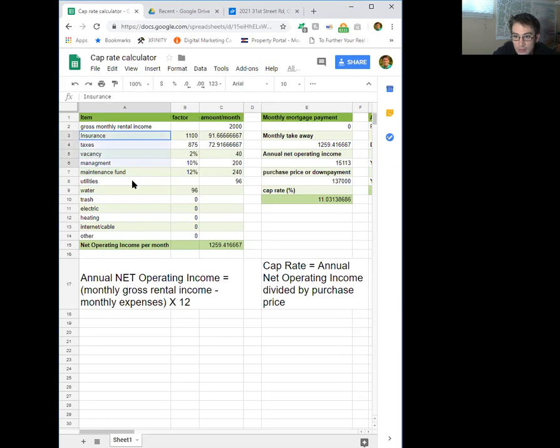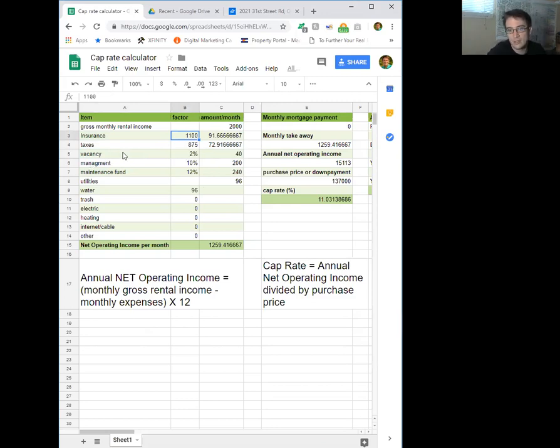So I have all those in here and factored in for my hypothetical example of a cap rate. As you can see, I have $2,000 as a gross monthly rental income. Insurance at $1,100 a year divided by 12 gives me my monthly insurance payment. Taxes, thankfully in Colorado, property taxes are really cheap, so that keeps that number really low.